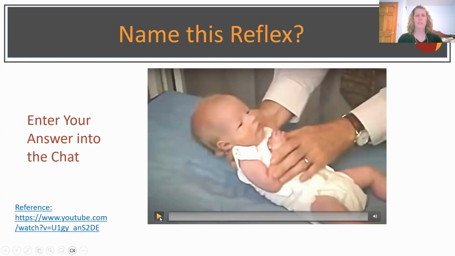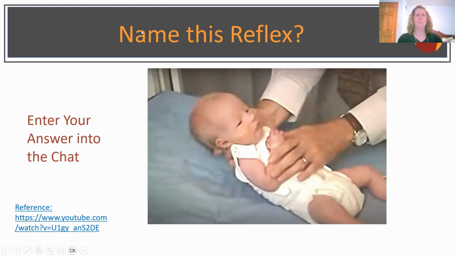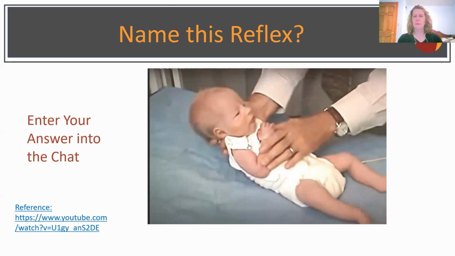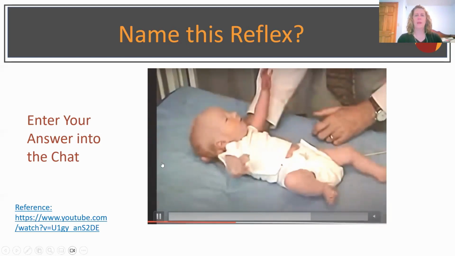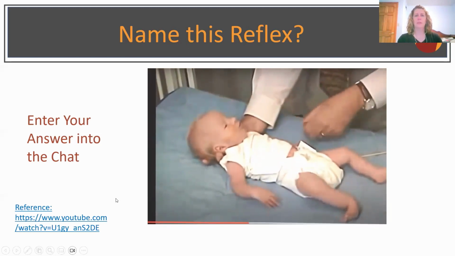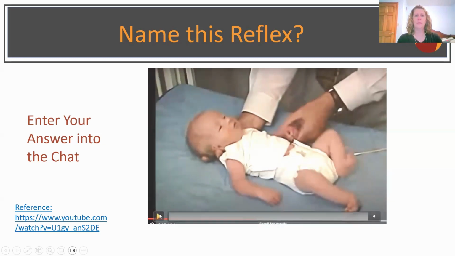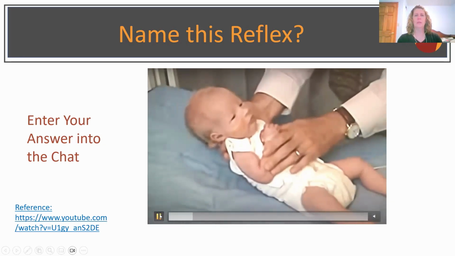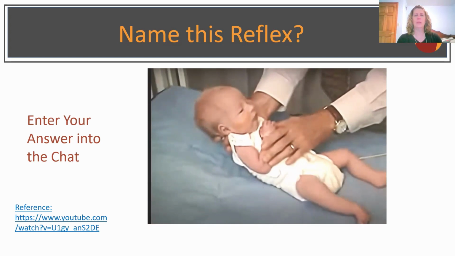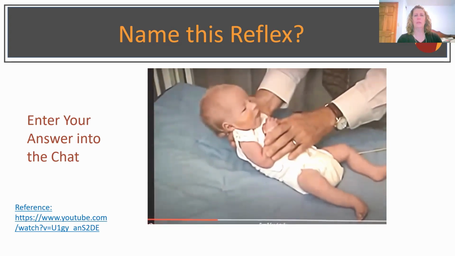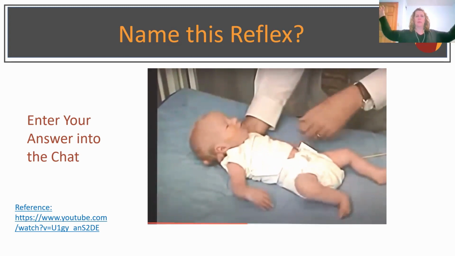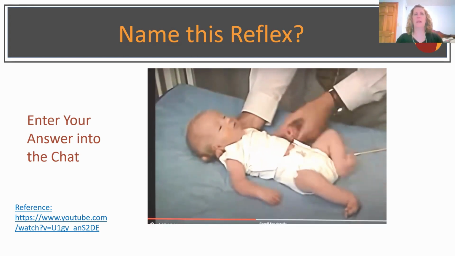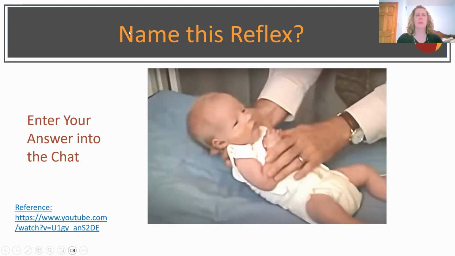Okay, what's this one? Now there's two different things you could say here. Let's do it again. This one, he's actually dropping the head a little bit. You see the arms come out and then the arms come back down. All right, anybody know that one? What's this one?